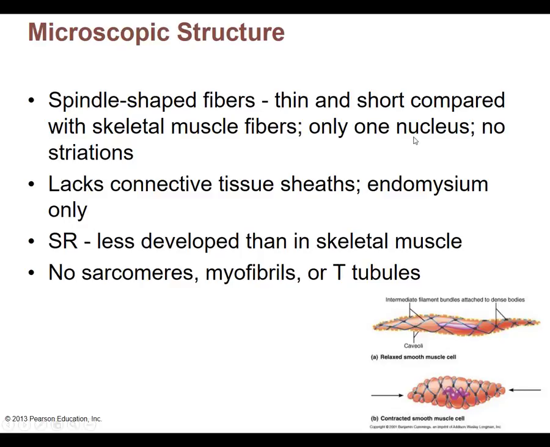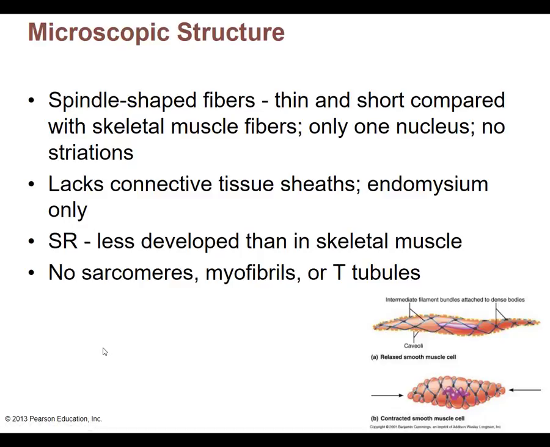They lack those connective tissue sheaths. They don't have an epimysium and a perimysium and an endomysium. They just have endomysium only. That's it. That's all they got. Also, they do have a sarcoplasmic reticulum. It still has calcium, but it's not as developed as in skeletal muscle. They don't have it where it forms these triads and everything else. Also, there are no sarcomeres, there are no myofibrils, and there are no T-tubules. They don't contract in the exact same way, and they're not as organized when they contract as skeletal muscles are.